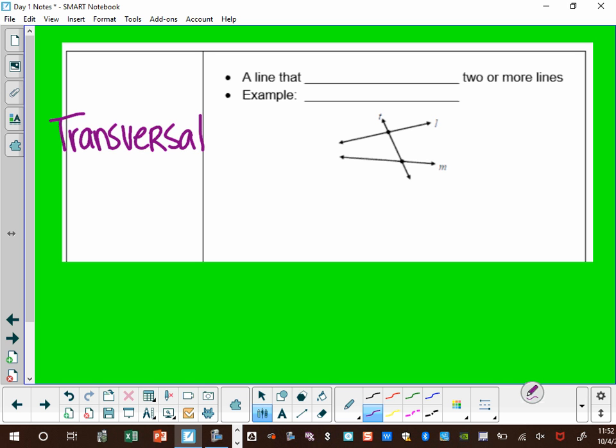A transversal is basically a line that intersects two or more lines. So Sam, let's take a look. Take a look at these three lines, T, L, and M. Which one intersects two lines? Wait, no. Just T, right? So this is my transversal. The transversal is just one line that splits the other lines, and, well, not even in half, they just kind of go through it. So your example here would be line T.